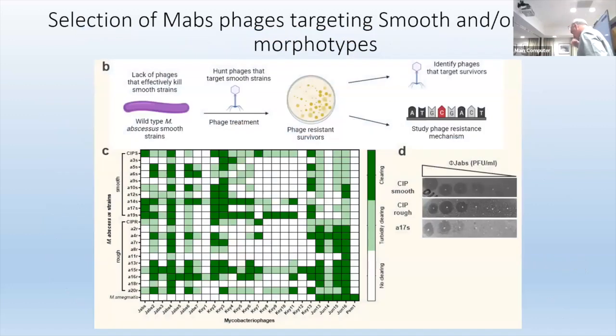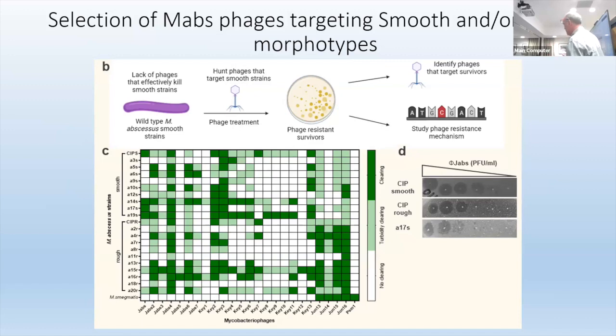So having that in mind, what we did, we took isogenic strains. We took a strain from a patient, we plated them, we picked the rough, and we picked the smooth, and we used those samples to screen for phages. And here's an example. These are smooth, these are rough. They are the same strain, except one is smooth, one is rough.